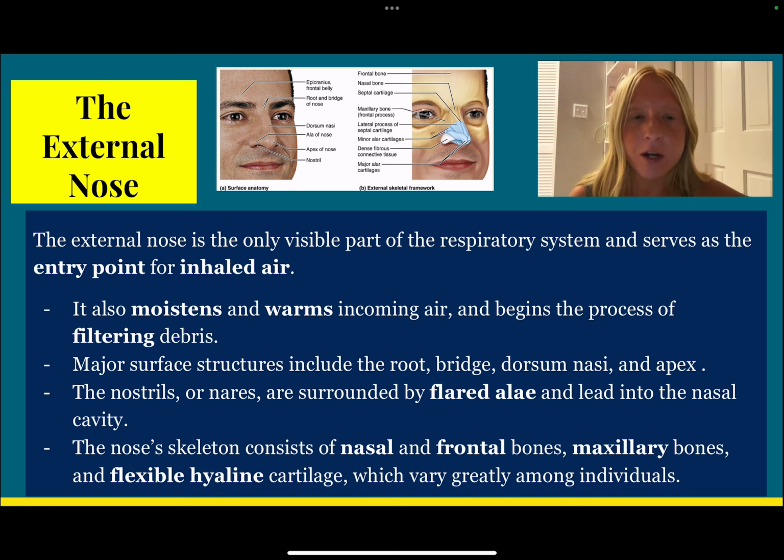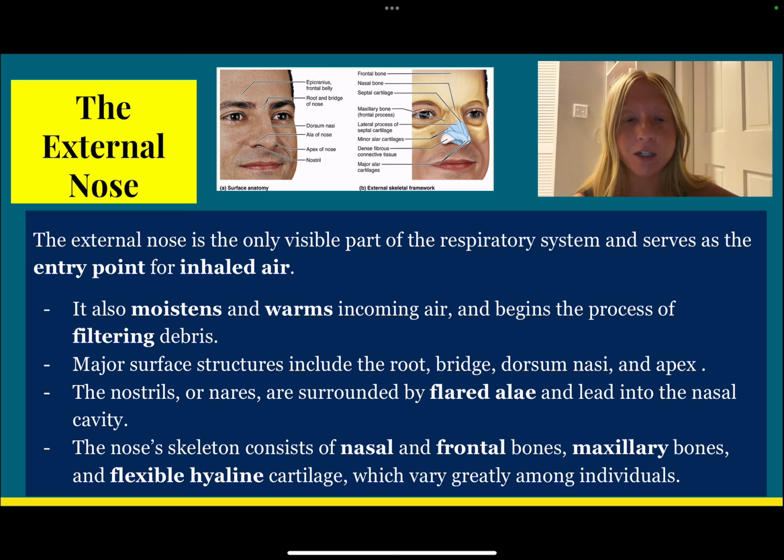The external nose is the only visible part of the respiratory system, and it serves as the entry point for inhaled air. It also moistens and warms the incoming air and begins the process of filtering debris. Major surface structures include the root, bridge, dorsum nasi, and apex. The nostrils, or nares, are surrounded by flared alae and lead into the nasal cavity.